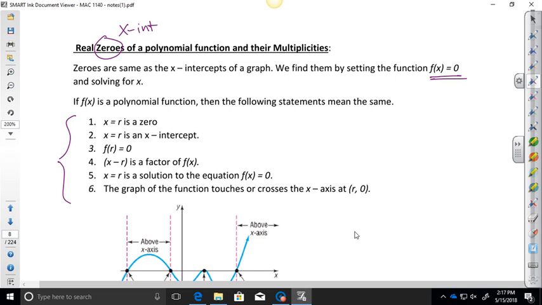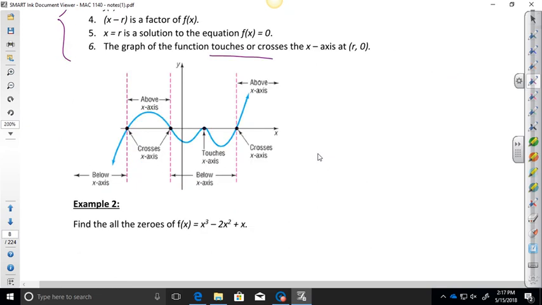You can say it's a zero, you can say it's an x-intercept, you can say f of that number is 0, and x minus that number is a factor. It's a solution when you set f of x equals 0. And you know that at an x-intercept either it touches or crosses the x-axis. See, these are all x-intercepts. This is crossing, crossing again. This is simply touching. This is crossing. So x-intercepts or zeros, the graph can touch or cross. How do you determine whether it touches? Okay, that's the next subject.